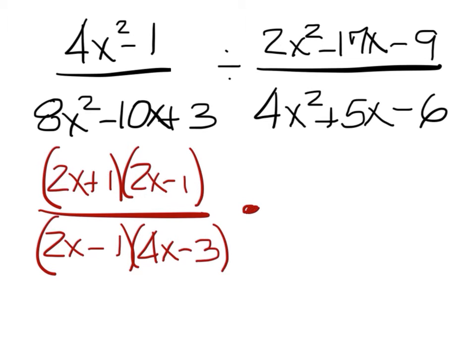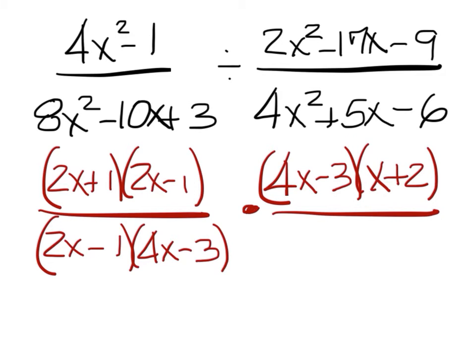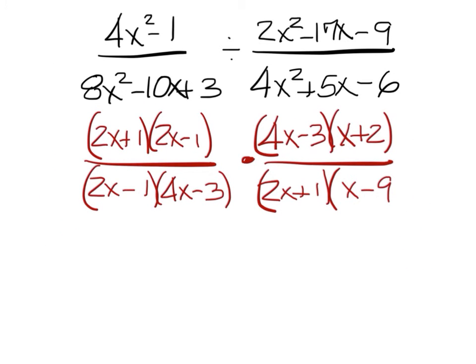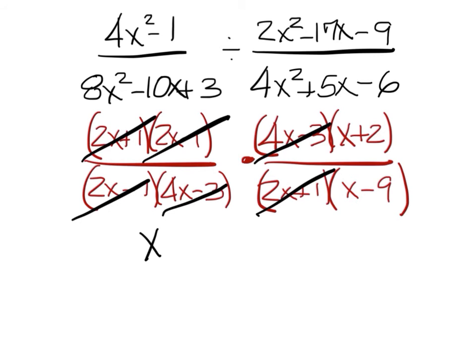We're going to go ahead and multiply and flip the second fraction. Do this all at once. You have 4x minus 3 and then x plus 2 on the top, and then on the bottom you'll have 2x plus 1 and then x minus 9. The only reason I'm skipping that step is in the interest of time. So when we go back to cancel out, we have a 2x minus 1, 2x minus 1, 4x minus 3, 4x minus 3, 2x plus 1, 2x plus 1. So you should have x plus 2 over x minus 9.